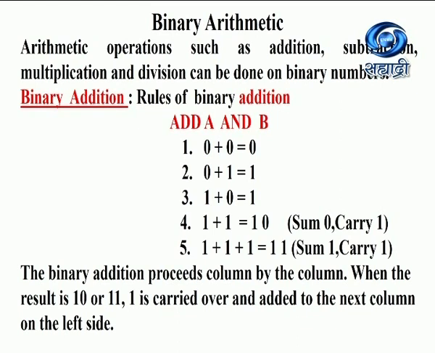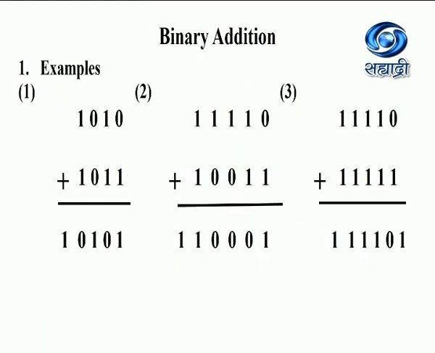Now 1 plus 1 plus 1, see this extra 1 here, it is carry from the last column bit. So when we add these three bits, 1 plus 1 plus 1, then sum is 1 and carry is 1. The binary addition proceeds column by column. When the result is 10 or 11, 1 is carried over and added to the next column on the left side. So let us solve some examples for binary addition.